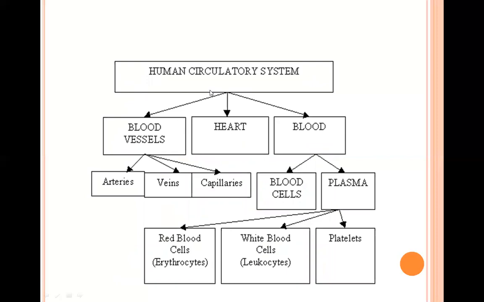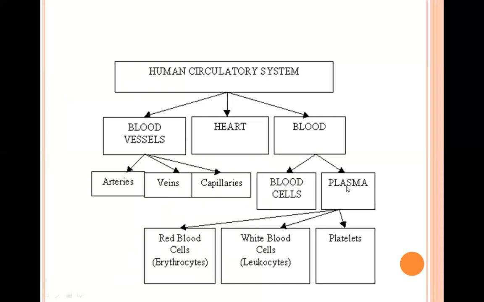Again, we will just summarize it in a table. It is made up of blood vessels, heart, and blood. Blood vessels: 3 blood vessels; arteries carry oxygenated blood, veins carry deoxygenated blood, capillaries bring the blood near to the cells. Heart: the pumping organ. Blood has blood cells: RBCs, WBCs, platelets, etc. Blood is itself divided into 2 parts, blood cells and plasma.